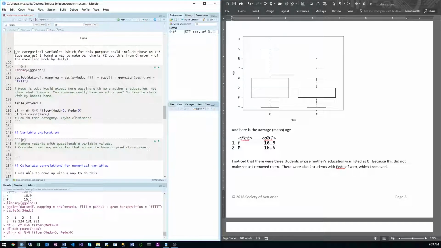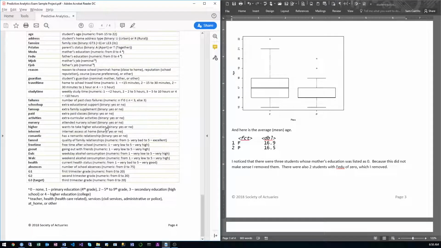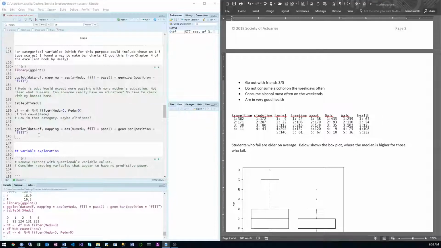So this says for categorical variables, which for this purpose could include those on 1 to 5 type scales, I found a way to make box plots. So they expect you to do this for the other categorical levels that are on the scales of 1 to 5, which is what we have already looked at here. But again, if they give you something, it's always a good idea to show that you know how to use it.